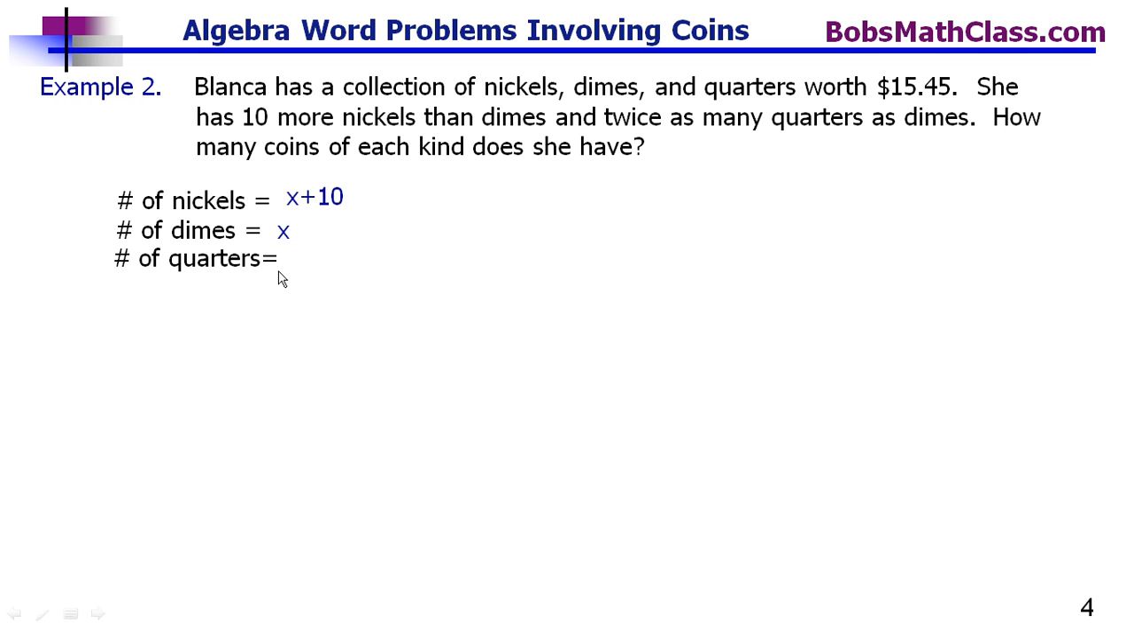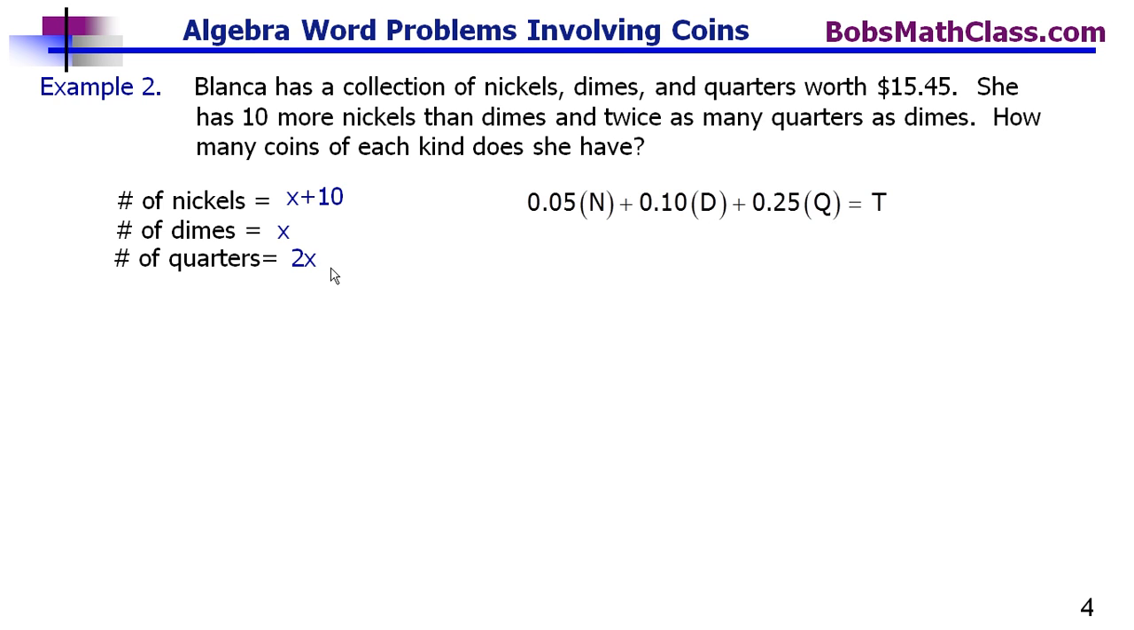Now for quarters, we have one more. Twice as many quarters as dimes. So if dimes is X, what is quarters? Yeah, 2X. Okay, let's write down our equation. This time we do have quarters. 0.05n, 0.10d, 0.25q. We're going to replace n with the x plus 10, d with the x, q with a 2x.